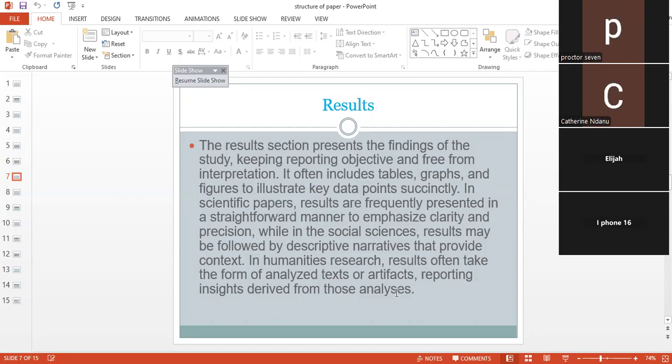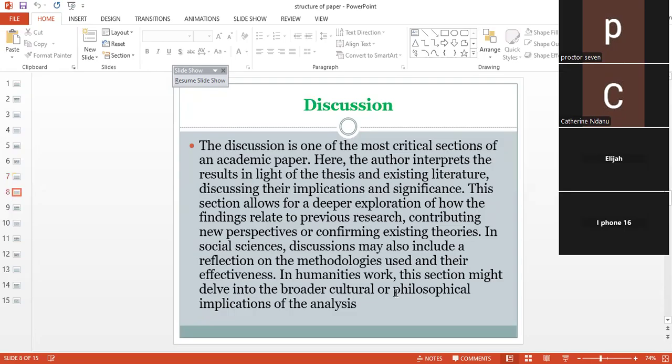In social sciences, results may be followed by descriptive narratives, where you describe the narratives that you analyzed, if it's literature, for example, and so on. So results often take the form of analyzed texts and artifacts, that is in social sciences. But when it comes to natural sciences, you will have tables, graphs, figures, pie charts, and all that. And so you discuss the results that you found in the study. And then what is the discussion section? We have another section called discussion.